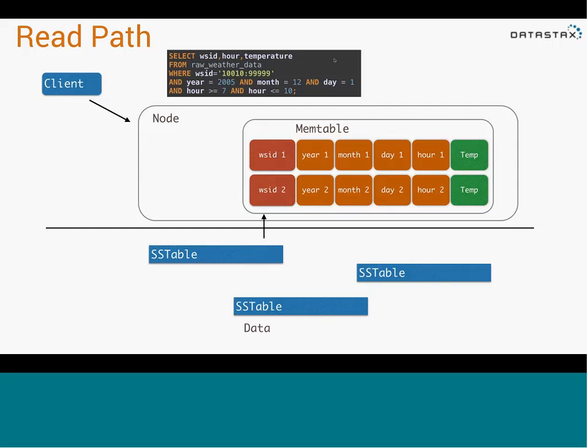It, again, chooses the node that's appropriate based on that partition key. And then the SSTables will retrieve the data sorted, back to the client for retrieval. Well, in the memtable, and then back to the client.